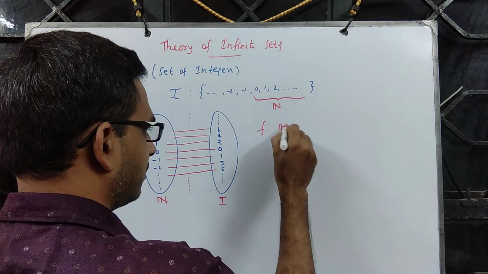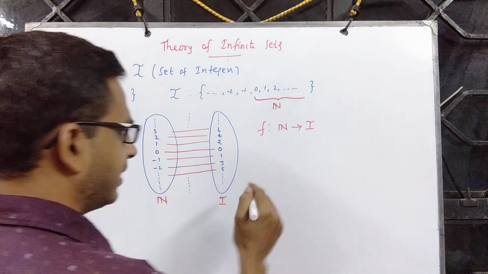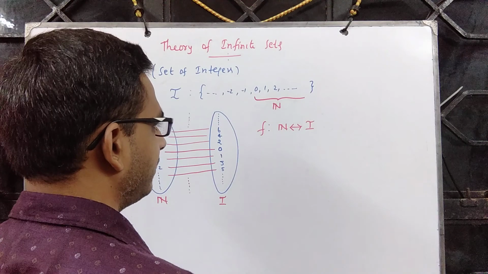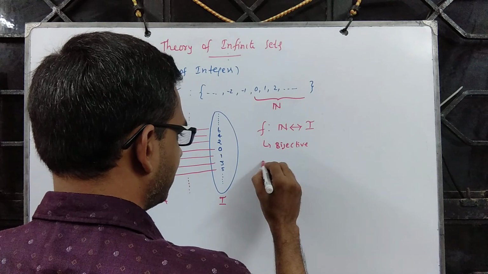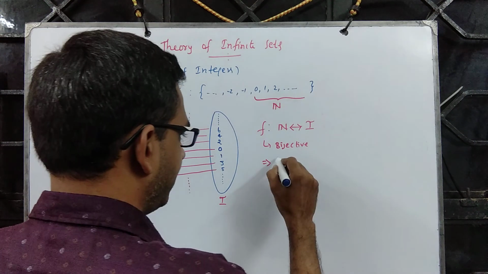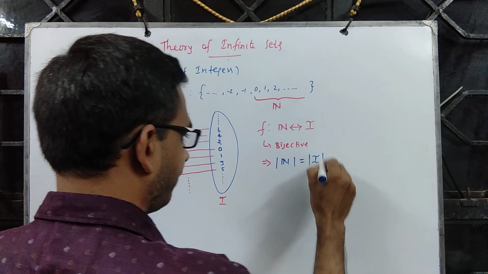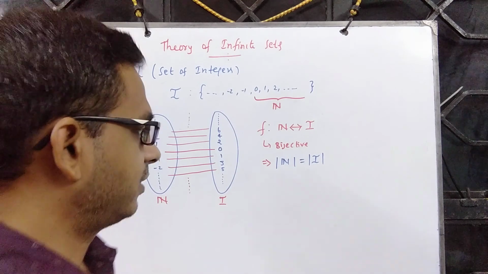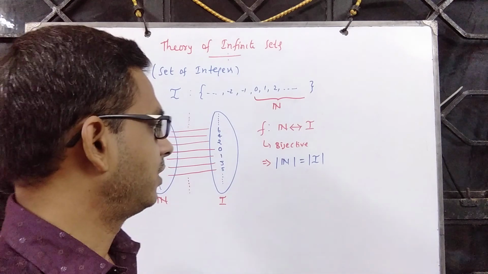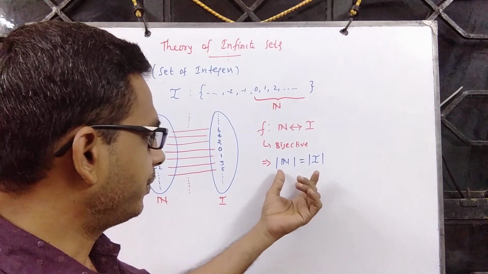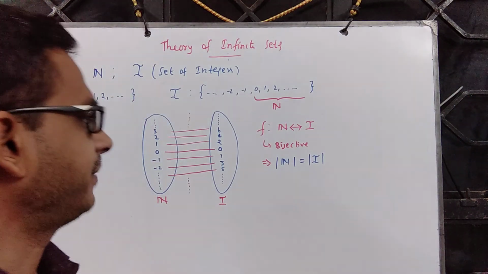So here is a function from n to I, or I to n, doesn't matter, which is bijective, which implies that cardinality of n is same as cardinality of I. Both are infinite in nature, but both are of same cardinality. So we may not be able to give you a precise number. We are still in infinite zone, but they are of same cardinality.